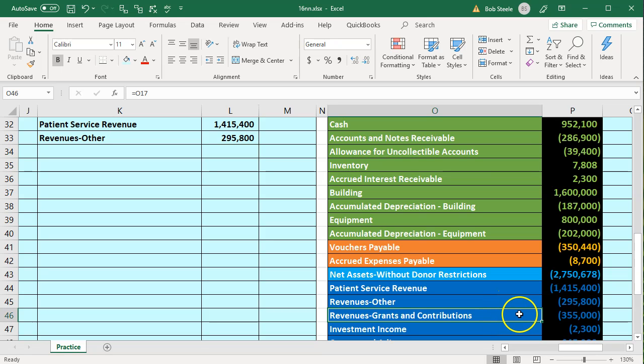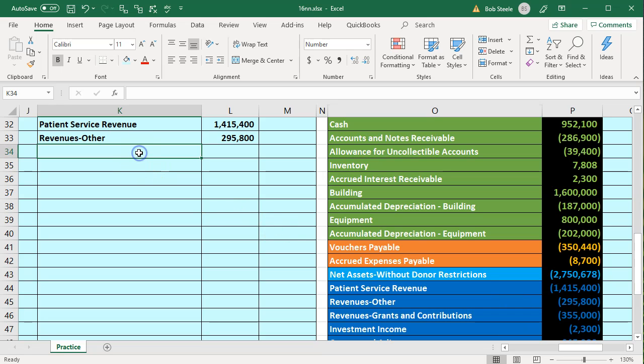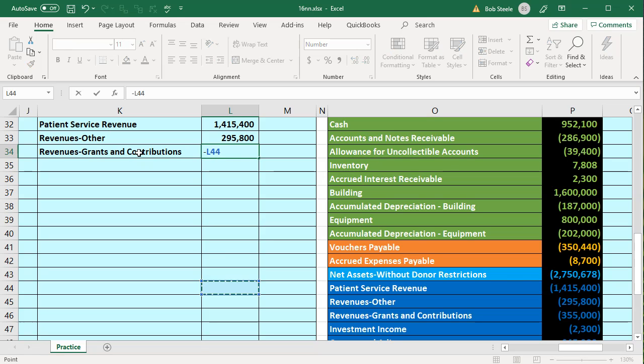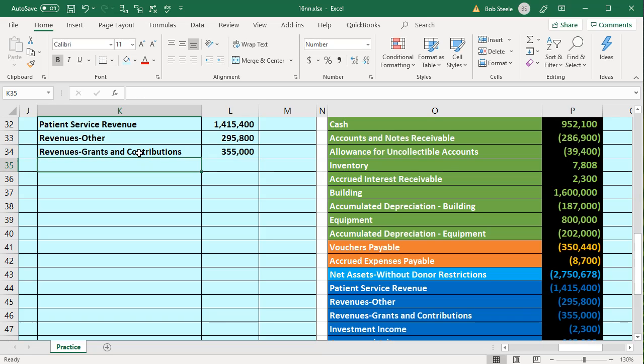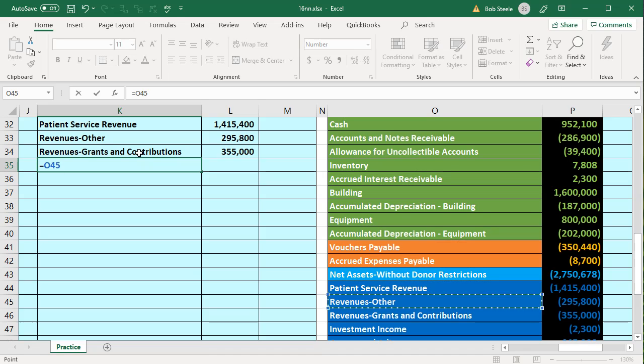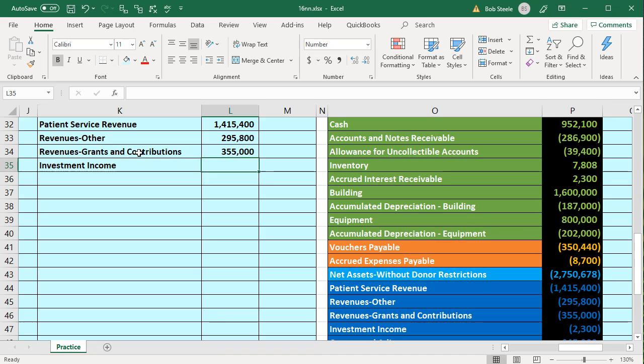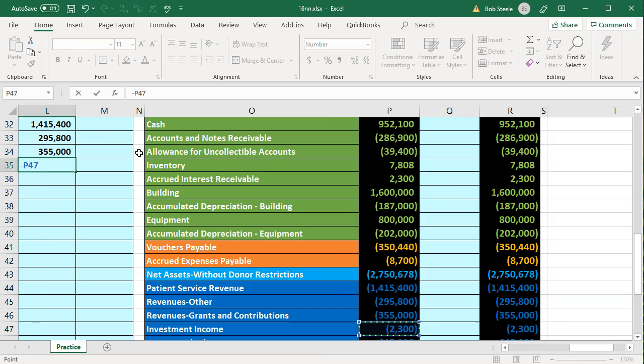We've got the revenues and grants. It's also got a credit. Therefore, we will debit it to make it go down to zero. We're going to say equals the revenues and grants, and that's going to be negative of the 355,000 and enter. Next, we're going to have the investment income. So we're going to say this is equal to the investment income. And we will be in cell L35, negative of that 2,003.